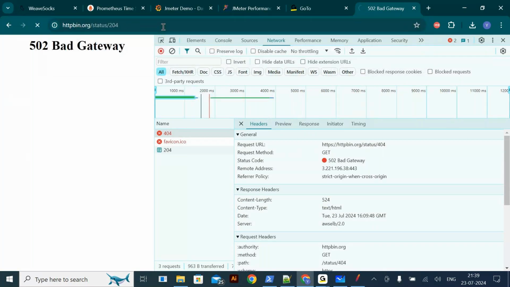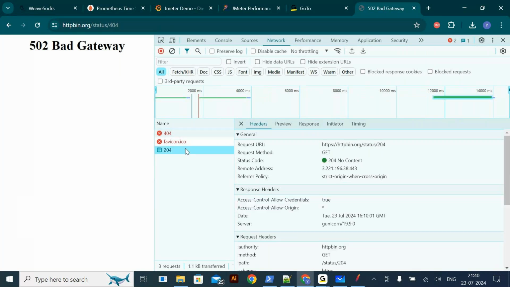Now this is very important. 204 actually is a success, but we call it a partial response. Partial response means out of 100 percent of the data, I got only 50 percent. Then in that case, I will get 204. So all the website content is not loaded, all the data is not retrieved from the server. Exactly.